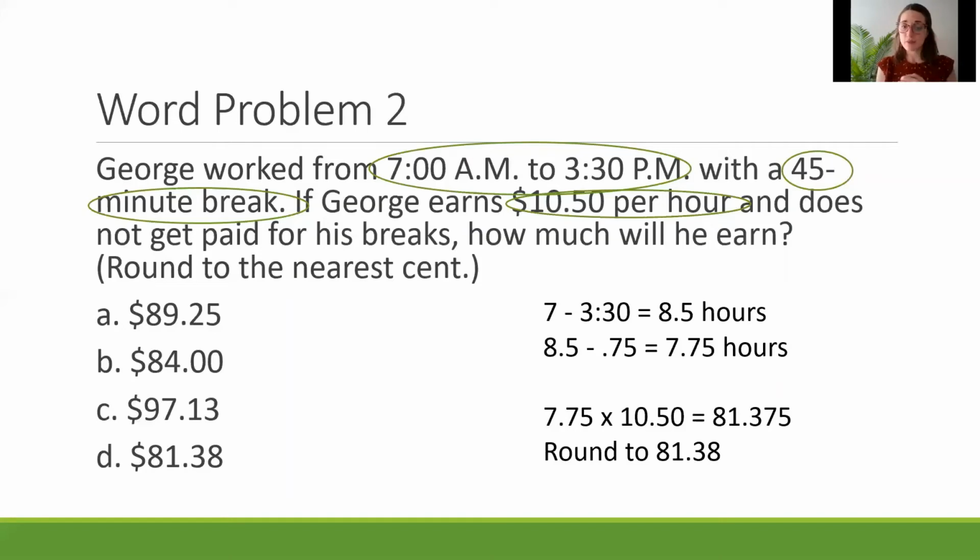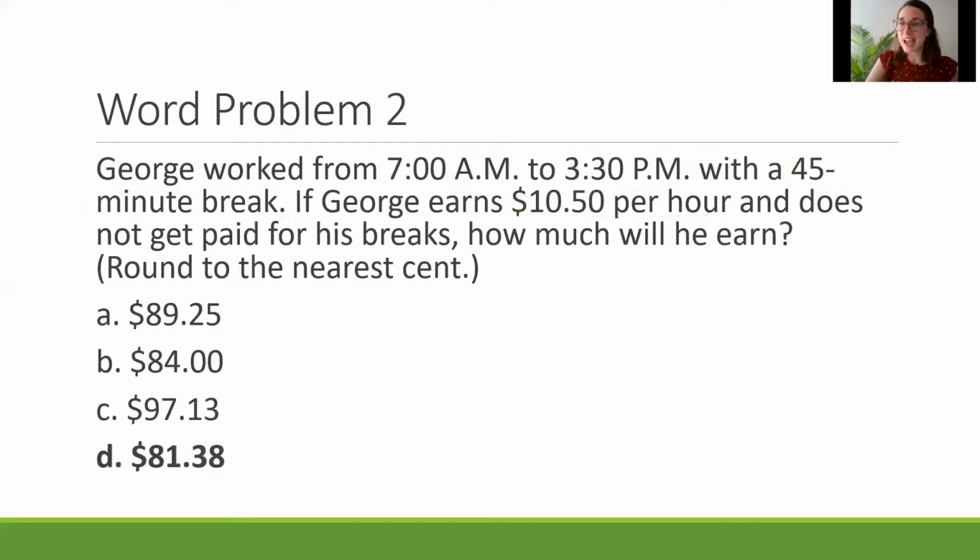So I have 7.75 times 10.50, or just 10.5 is fine. And the number comes out to 81.375. Now, if I need to round this to the nearest cent, which would be the second decimal place over, the hundredth, I would do 375. So I see that 5 there is going to round the 7 up. So it's 81.38, or $81.38.